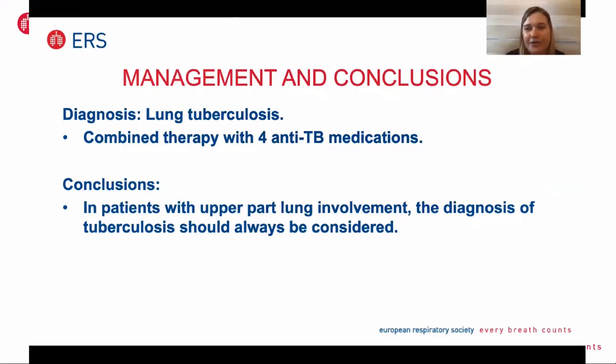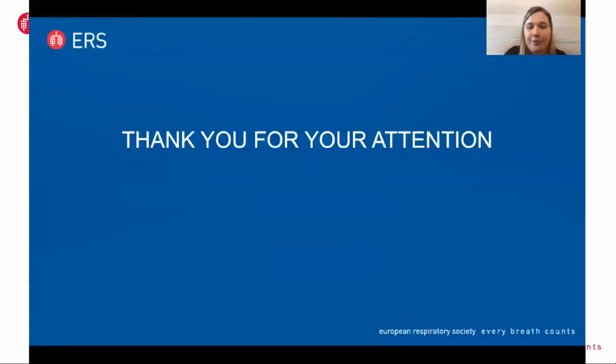And we also found out that actually the mother didn't know that her brother had active tuberculosis, and of course this family was in contact with this mother's brother. And conclusions, and also the main takeaway message, is that we always have to think about tuberculosis as a diagnosis in the case when there is this upper part lung involvement in the patient. Thank you very much for your attention.